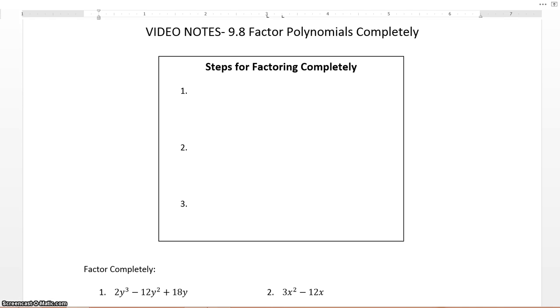So, end of the chapter. This is what you have to do every single time you go to factor any polynomial. First thing you have to do is factor out the GCF, or a lot of times we will call it the greatest common monomial factor.